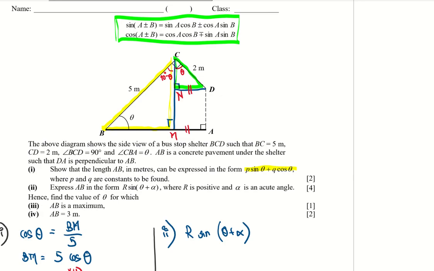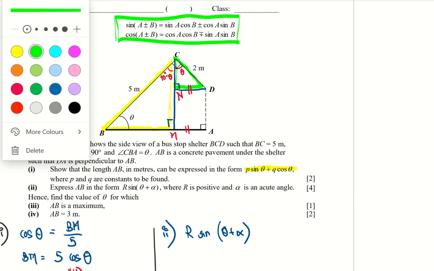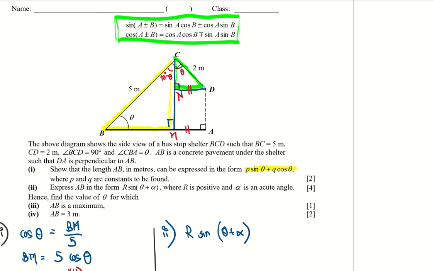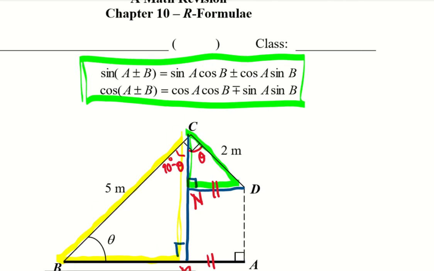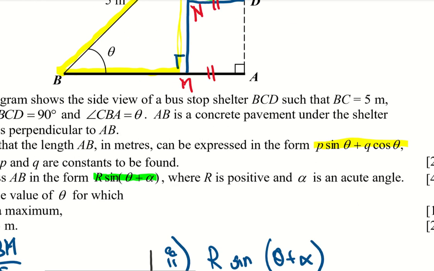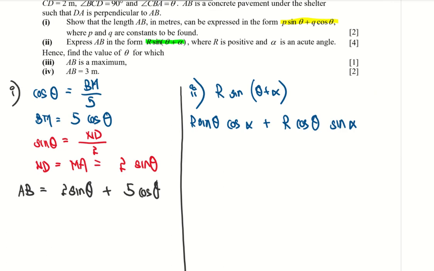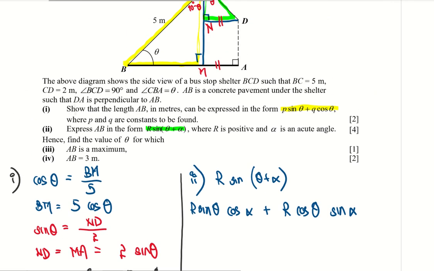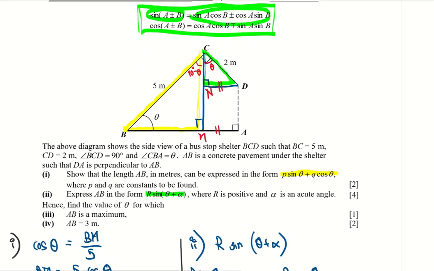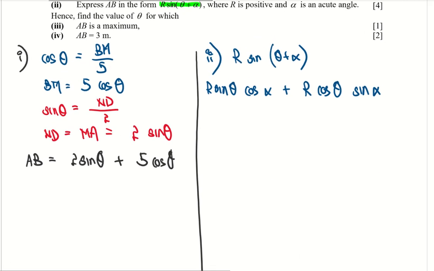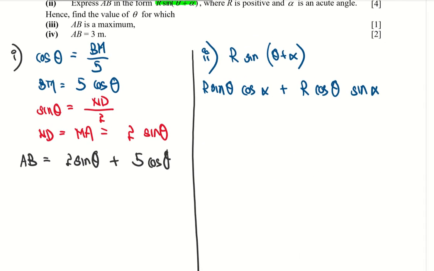If there are numbers, of course, you are expected to do the next few parts by yourself. In part 2, you are supposed to express AB in the form of R sine theta plus alpha. Looking at the double angle, let us make use of this particular formula that you can see provided. And write the whole thing out before we do comparison. After I have written the double angle, and remember, you need to multiply the R inside.